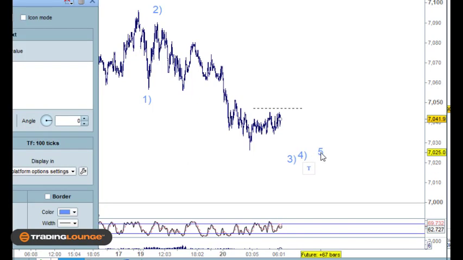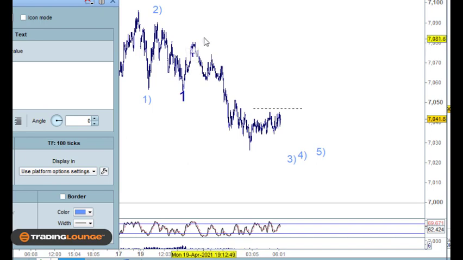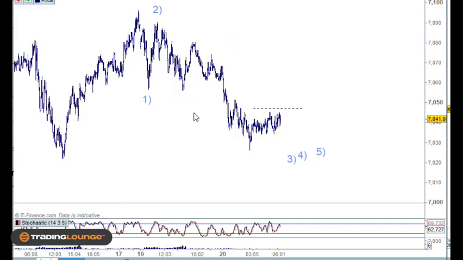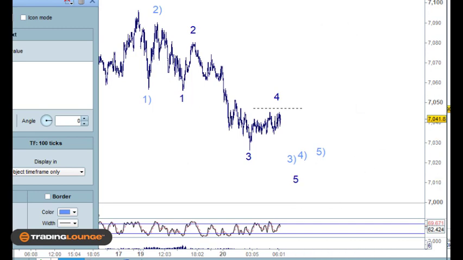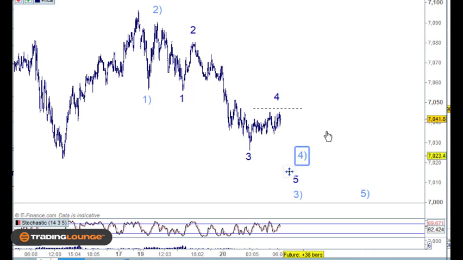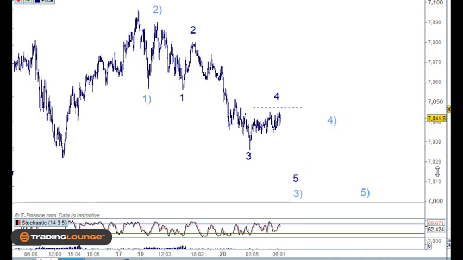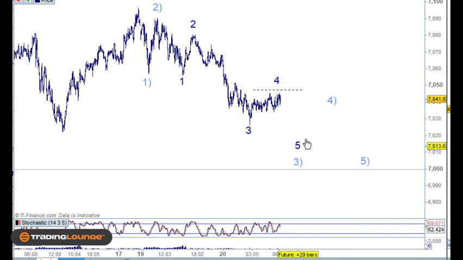4 and 5. It doesn't have to be 5 waves down, by the way, either. I'll just start with that. Because it's a wave 4 that we're moving into, this wave 4 can move back up to that wave 4 and retest that.